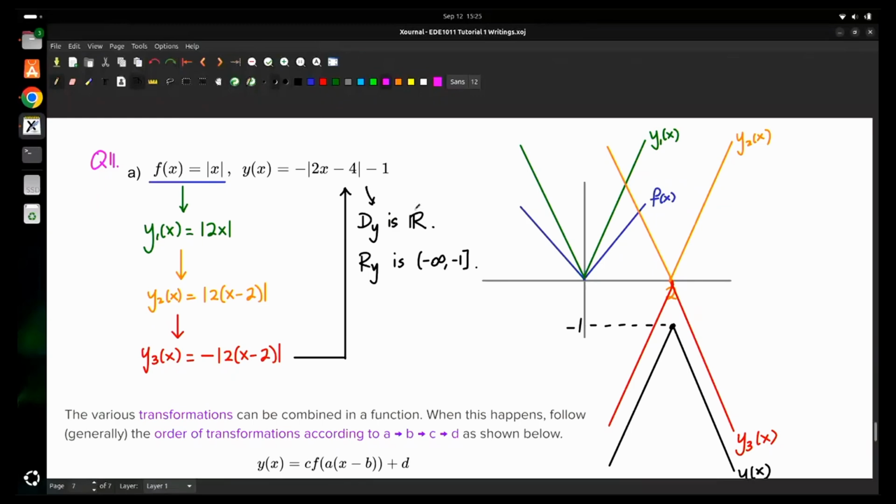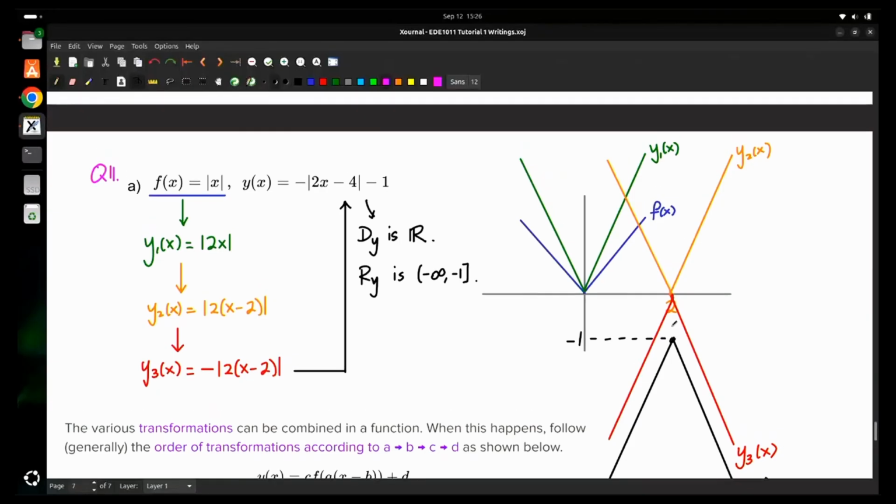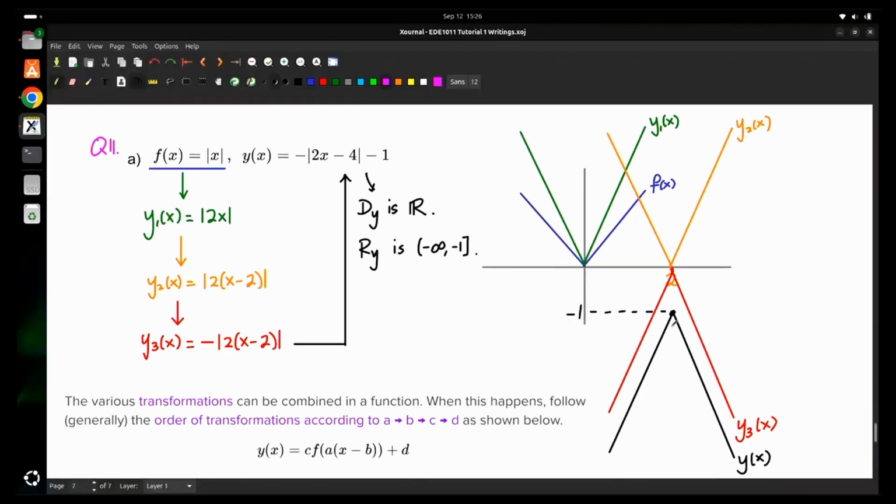So that's your y3. Then you have a minus 1 here, right? So you minus 1, you must bring down the whole graph by 1. So the black line will be your output y of x. Okay? Just by shifting the whole graph down by 1.